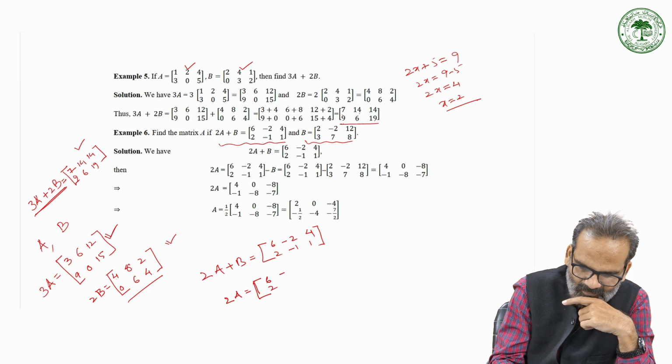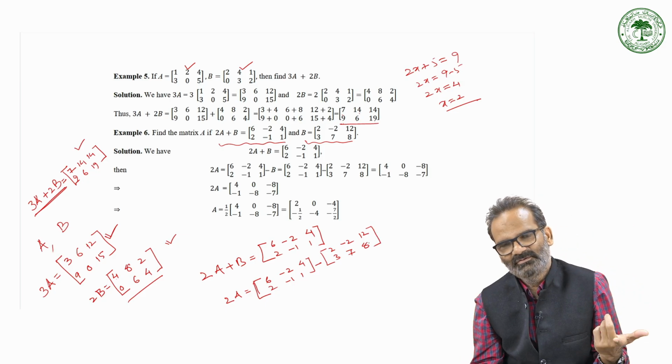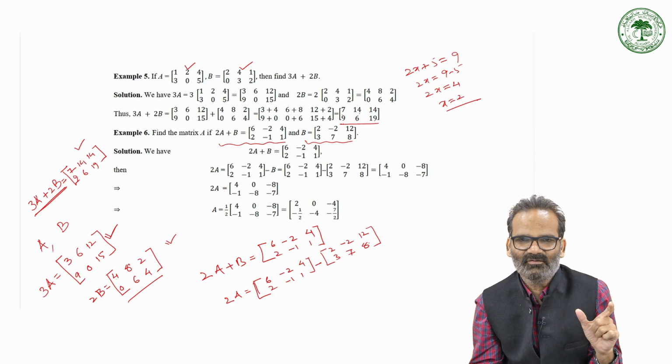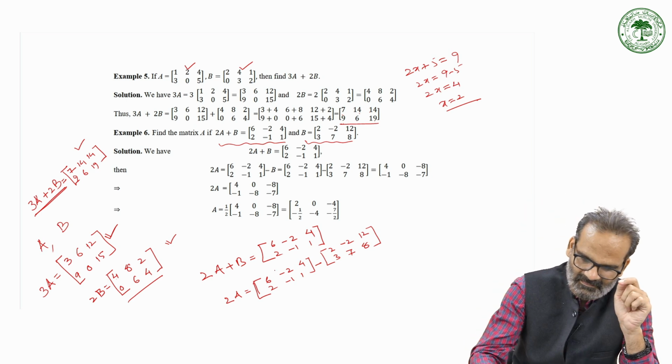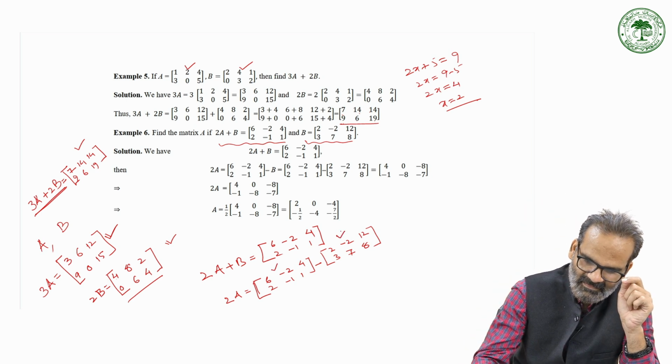6, 2, minus 2, minus 1, 4 and 1. Minus this b will transfer from left to right, and what is b? B is this: 2, 3, minus 2, 7, 12 and 8, right? Subtract, and you know two matrices can be subtracted only if they are of the same order. Check the condition before using the operation.